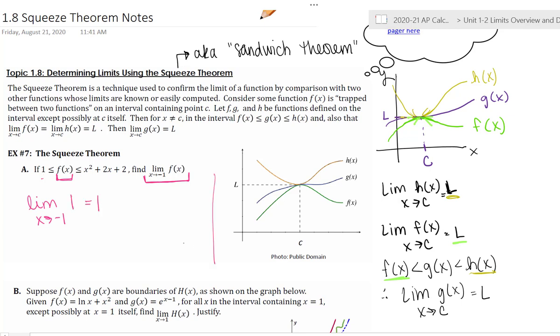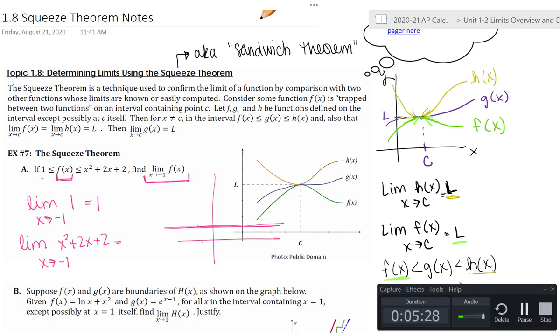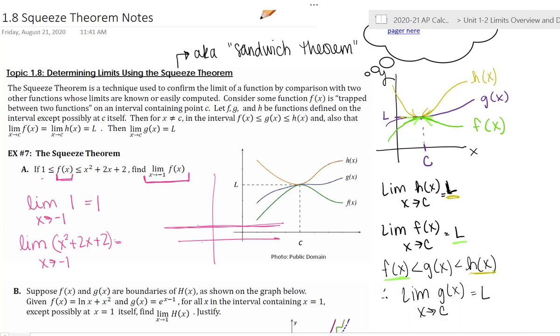Because if I think about this on a graph, the value of 1, regardless of where we're at, whether my input is -1 or positive 1,000, my output is still going to be 1. Now I'm going to find the other one. So the limit of x squared plus 2x plus 2 as x approaches -1. Remember, we'll just plug that in, and when I plug in all of those values, I would also get 1.